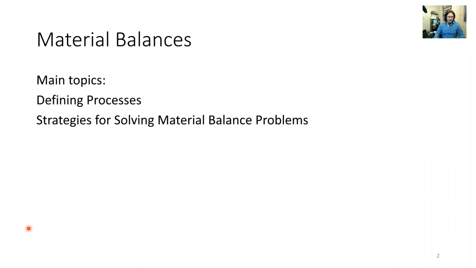I'm going to talk about two main things today, and look at other peripheral aspects related to the material balance process. We're going to define the processes, which is important, and then we're going to look at strategies for solving material balance problems.